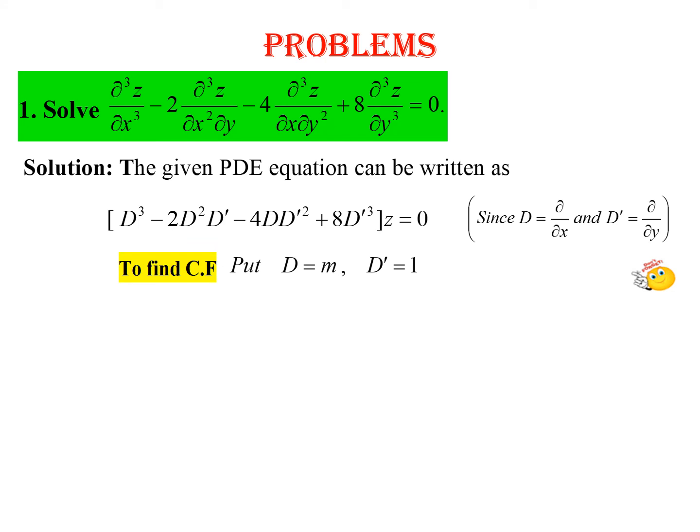Now we shall proceed further. First we have to find the complementary function. For that we need to put D equal to m, D dash equal to 1. So how is the equation changing? m cube minus 2m squared minus 4m plus 8 equal to 0. So it's a cubic equation where you will have 3 roots. So let us find all the 3 roots one by one. First root you can get by trial and error method. Can you guess and get the first root?